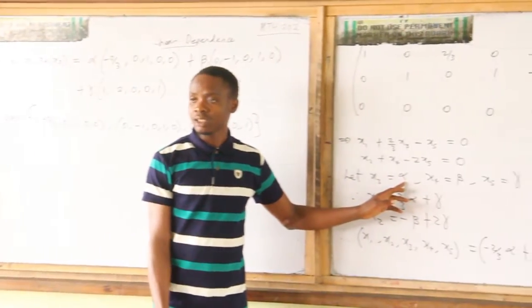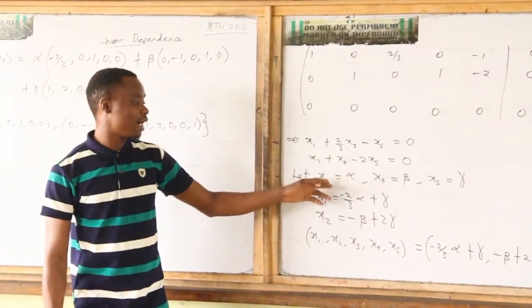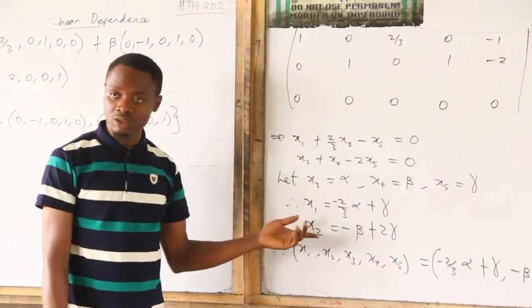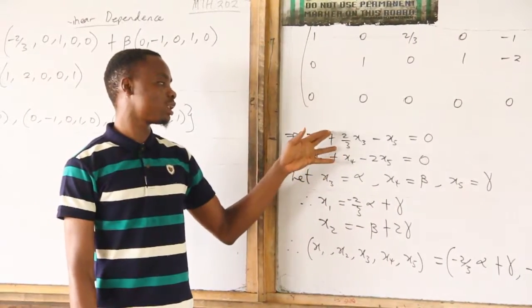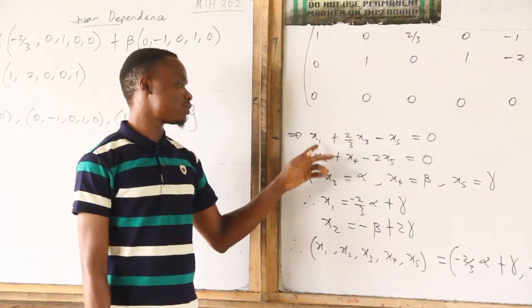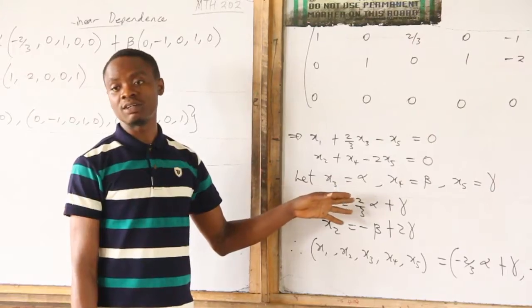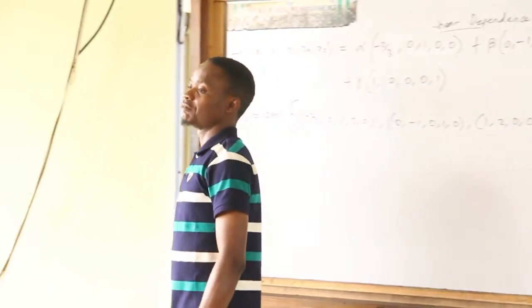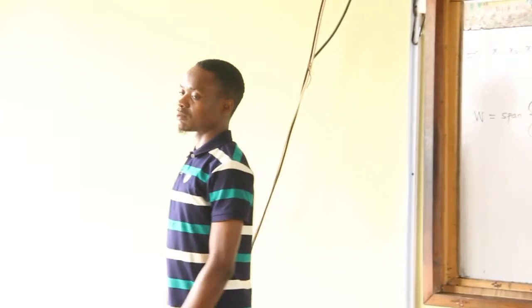If you set x3 to any value, let's say you set x3 to 1, x4 to 1, x5 to 1, we will still have a solution that satisfies the equation, with values of x1 and x2 corresponding to those values. So we have an infinite set of solutions.